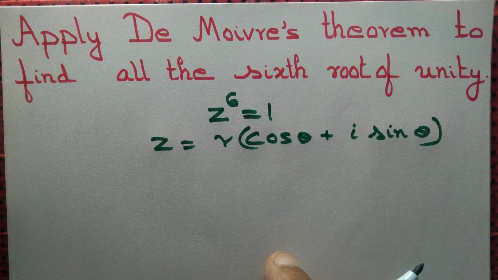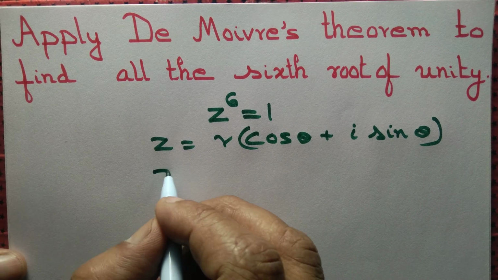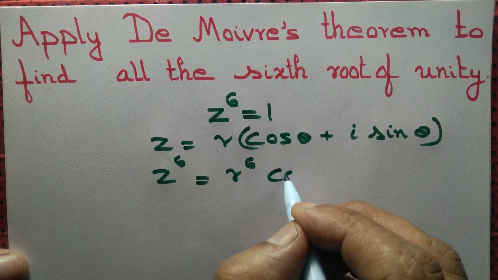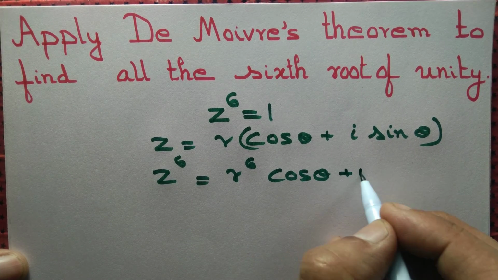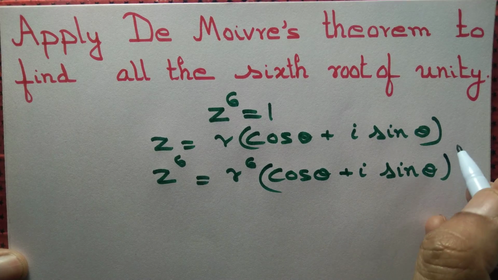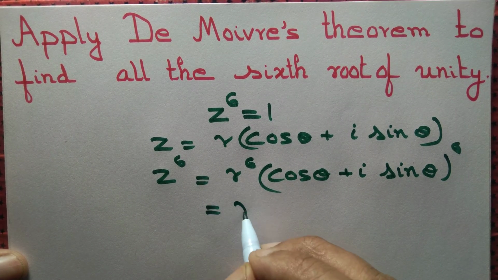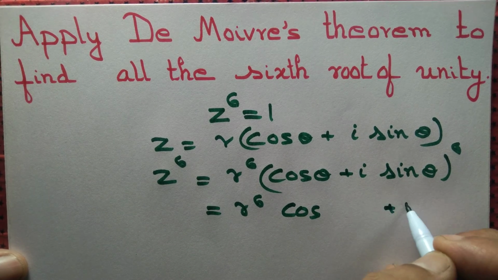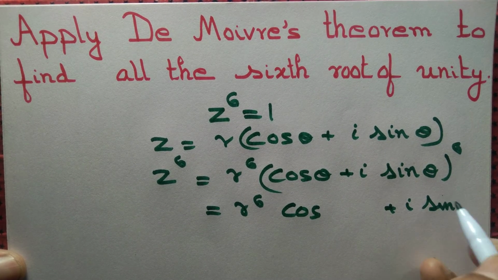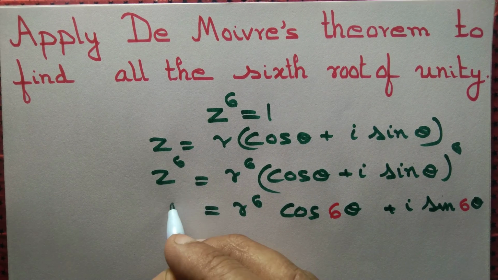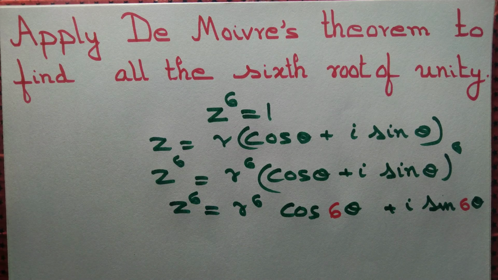Now de Moivre's theorem says z to the power 6 equal to r to the power 6 (cos theta plus i sin theta) whole thing to the power 6, which is exactly equal to r to the power 6 (cos of 6 theta plus i sin of 6 theta).